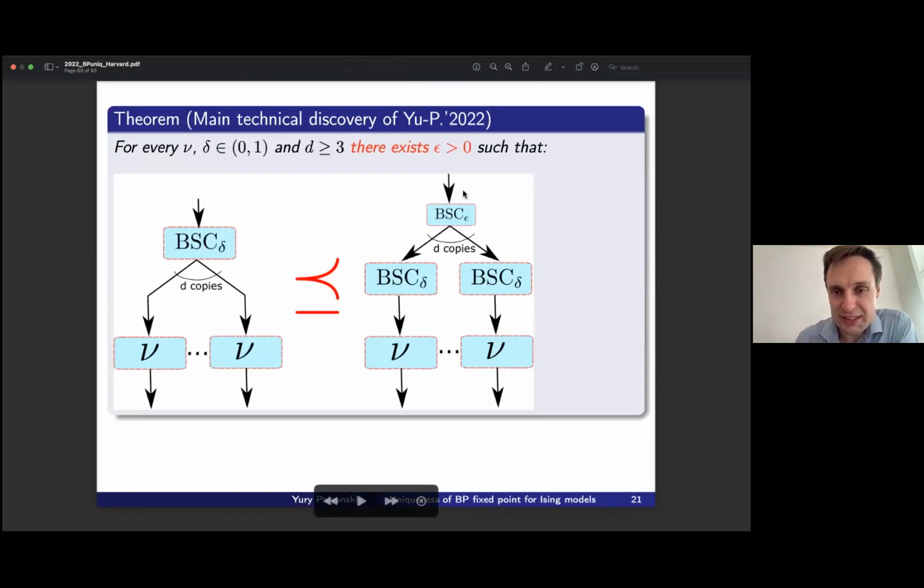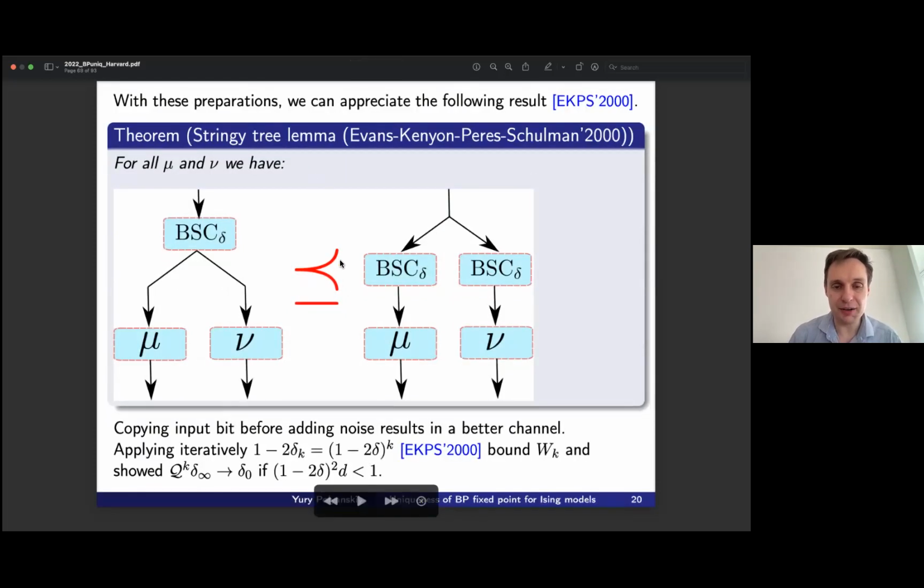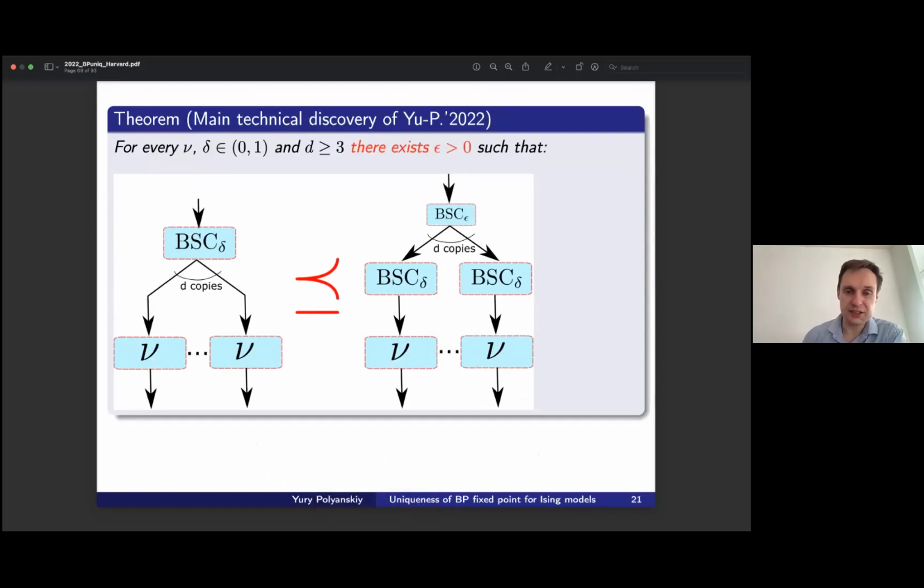But what we noticed is that not only can you upper bound this original channel by this version, but also by a version with a little BSC epsilon inserted here. So not only is the channel with epsilon equals 0 better than this one, but also the tiny little epsilon. You can still flip. In some sense, we showed that in the stringy tree lemma, this inequality can be made strict. This is the main technical discovery.